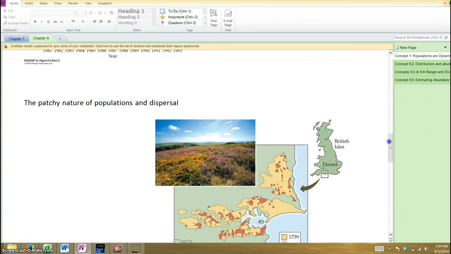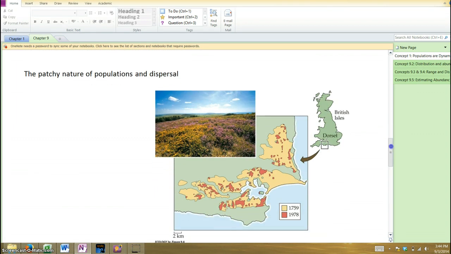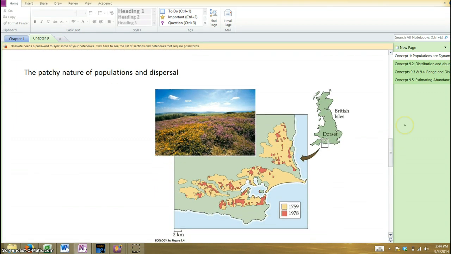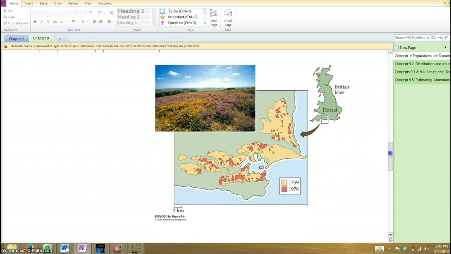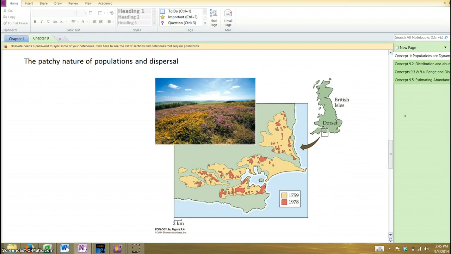Across the landscape, species populations are not typically uniformly distributed. There's a patchy nature to those populations. And of course, what can be causing that? Well, that particular species might have very specific requirements for where it can live, and that almost necessitates that it's going to be patchy, because you don't find those requirements everywhere across the landscape.